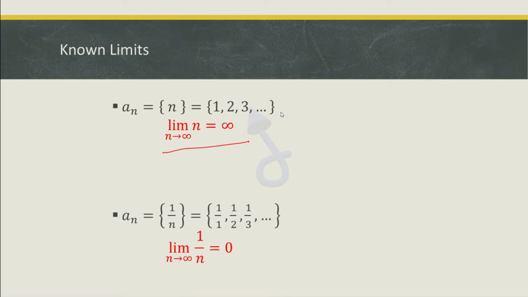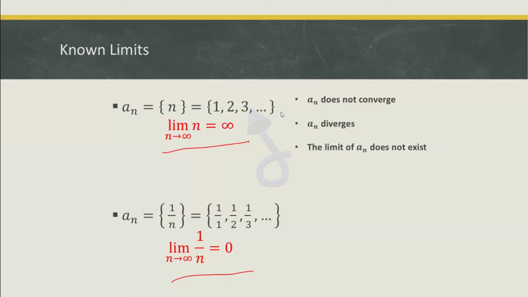Other ways of saying this is that a sub n does not converge, or that a sub n diverges, or that the limit of a sub n does not exist. Now, the second limit is based on the intuition that as we increase the value of the denominator of the fraction, the value of the fraction itself gets smaller and smaller and closer to zero.